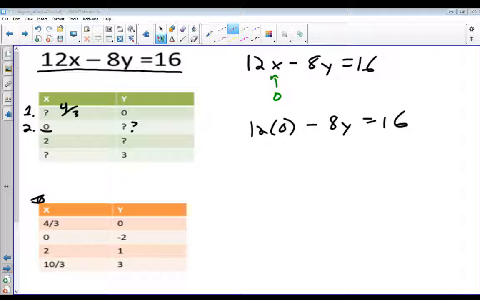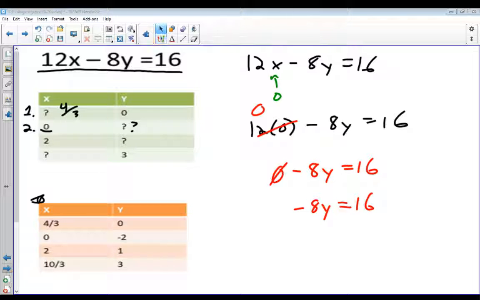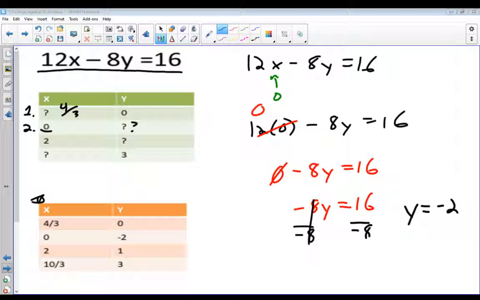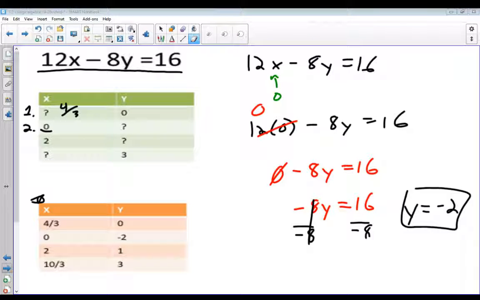12 times 0 is indeed 0. 0 minus 8y equals 16. 0 is not important anymore, so you just have negative 8y equals 16. Then you solve for y. Divide by negative 8, and you'll get that y is negative 2. So here in the chart, you would type in negative 2, and there you go. If you double check, sure enough, y does equal negative 2 in the orange chart.